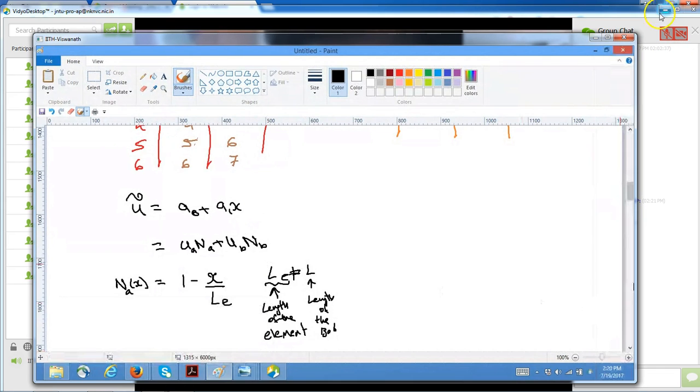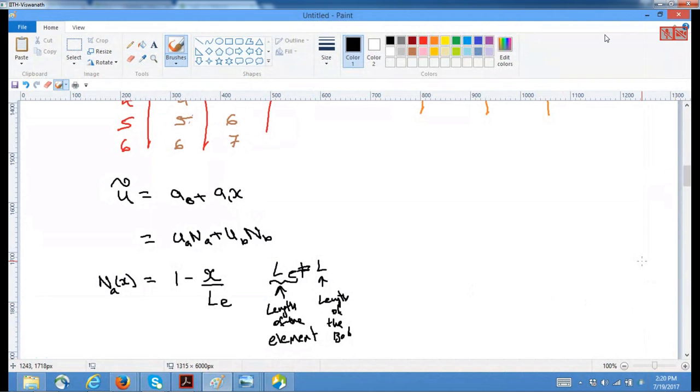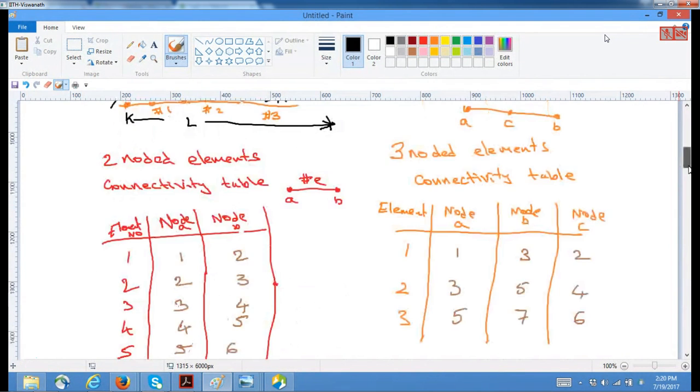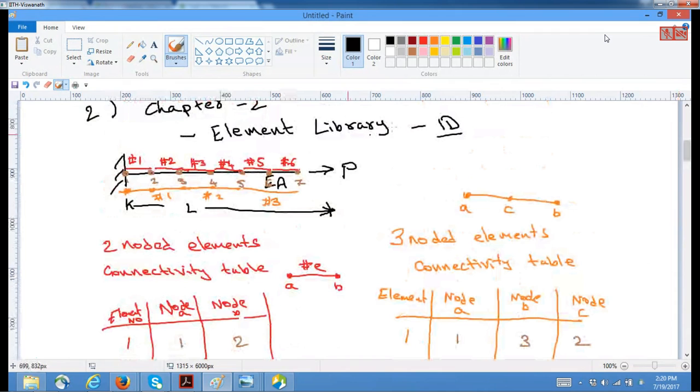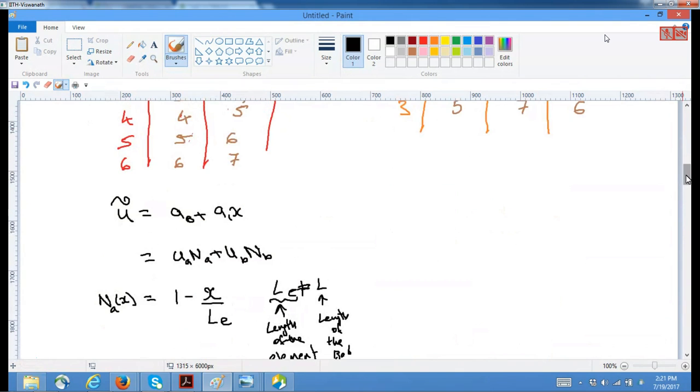Let's say in here, see here, this is the length of the element for a 2-noded bar, whereas for a 3-noded bar, LE is different for each and every element. So you have to bear that in mind. Similarly, for a 3-noded element, U tilde is given by A naught plus A1x plus A2x square.